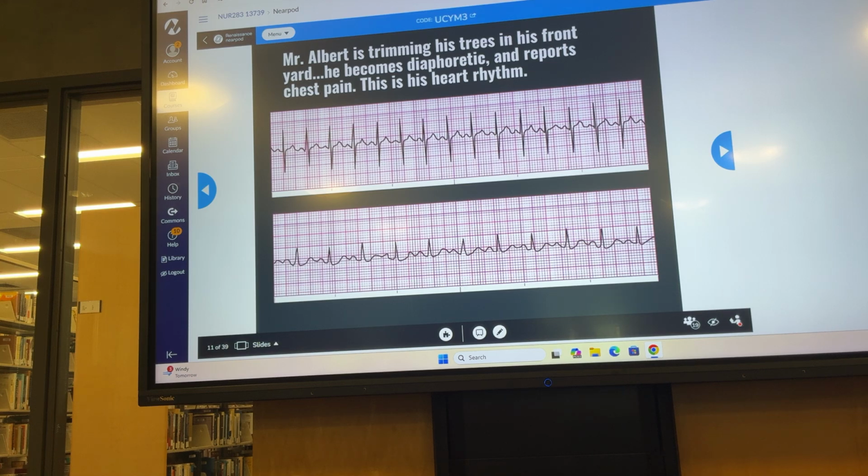Pain. Pain is the cause of sinus tachycardia. Again, what is the cause? Treat the cause for sinus tachycardia. Okay, let me repeat that. Treat the cause for sinus tachycardia. Figure out what the cause is, okay?